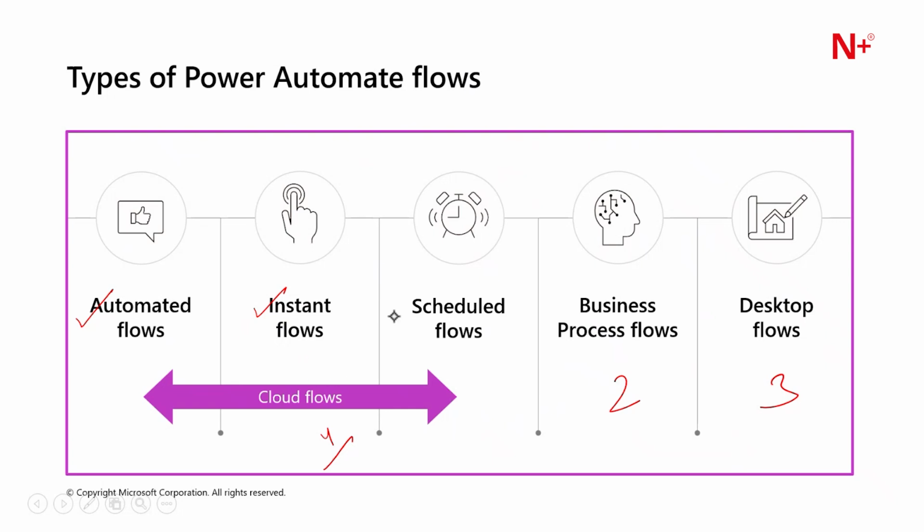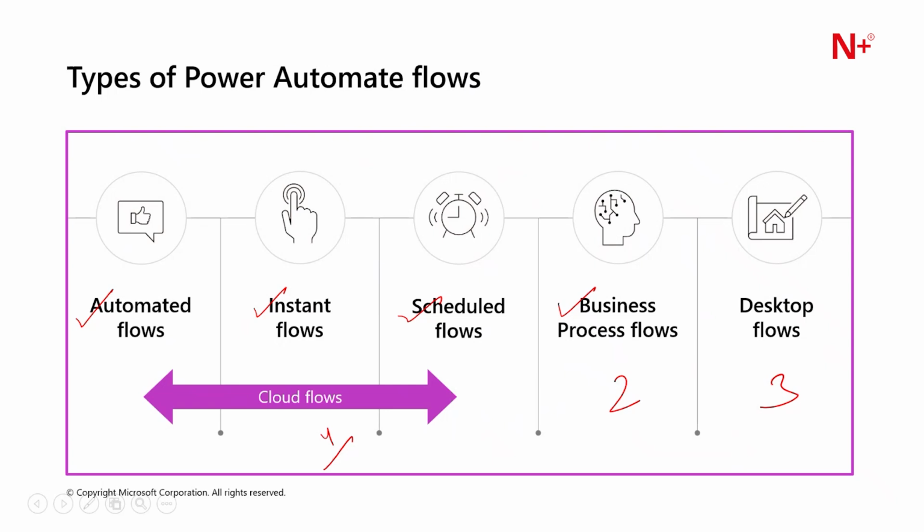We have scheduled flow, for when you want the flow to be run at a scheduled time, maybe every day at 8 a.m., every day at 10 p.m., every week, every month, every quarter, every year, every hour, every minute, every second. That's when scheduled flow is going to be the right choice for you. It's going to run at a scheduled time. We have a business process flow.